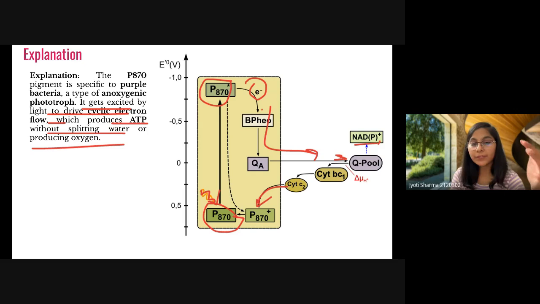With the help of this, they can produce ATP, and you know ATP is the energy currency for any organism. Here we do not need water, and we are not producing oxygen, but without that, energy is still being released in purple bacteria.